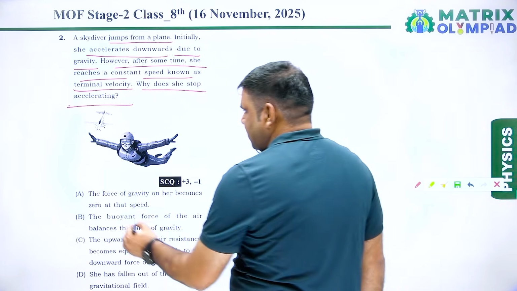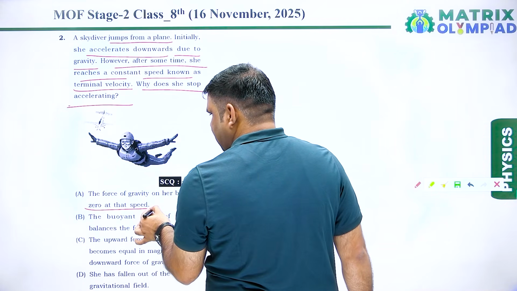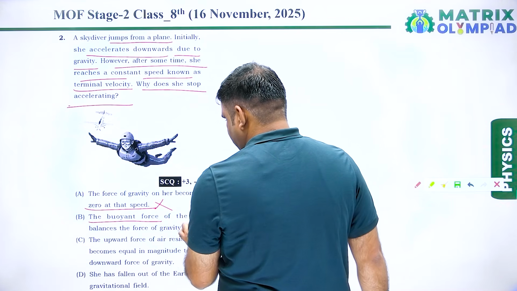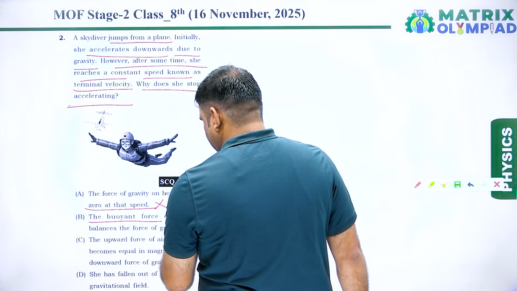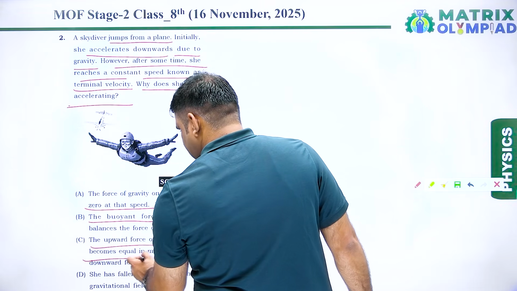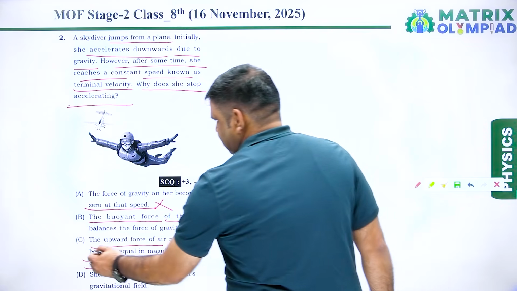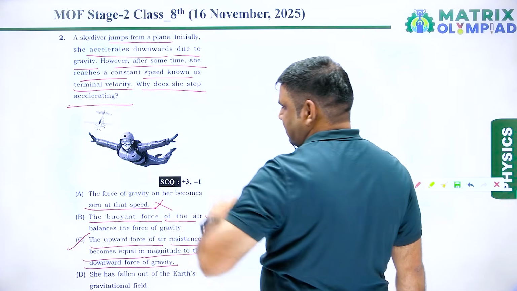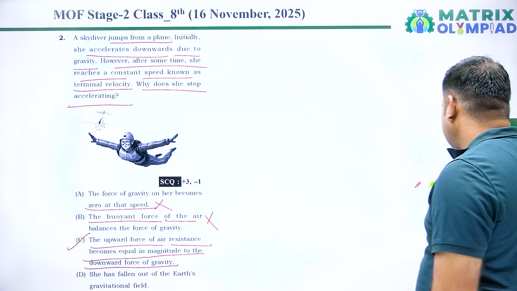The options are: the force of gravity on her becomes zero at that speed. No, that is wrong. The buoyant force does not act on this to balance the force of gravity, this is incorrect. The upward force of air resistance becomes equal to the magnitude of the force of gravity. Yes, this is the correct answer because the net force is zero, so she stops accelerating. So C is the correct answer for question number 2. Let's move to the next question.